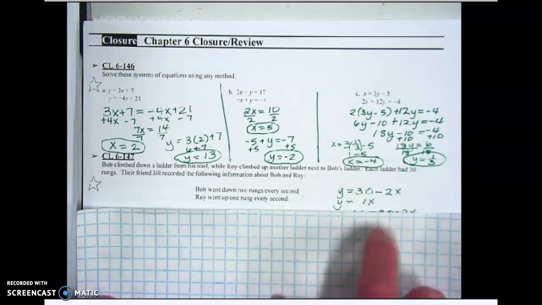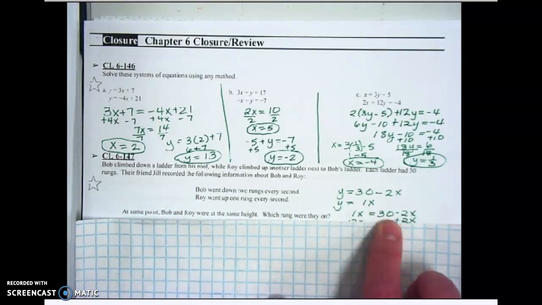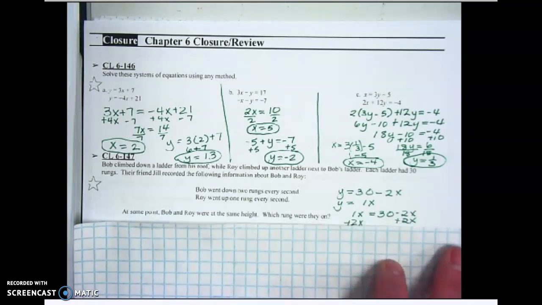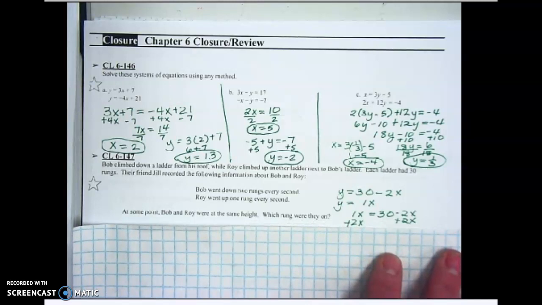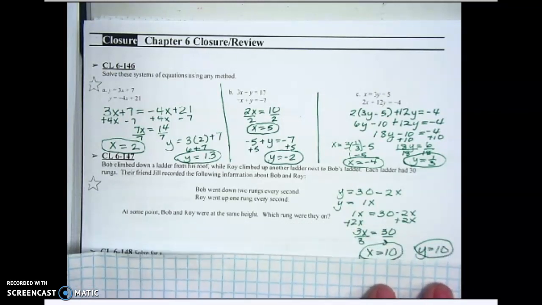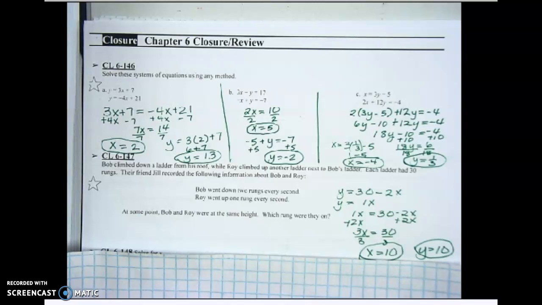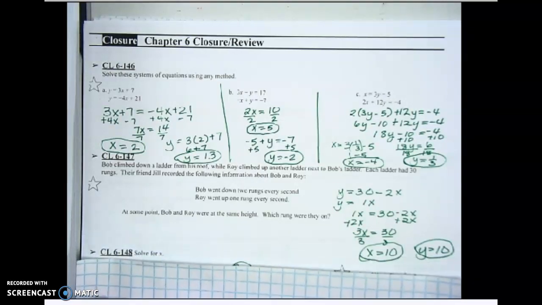Both of these equations are set equal to y, so I'm going to use the equal values method. I'm going to say that 1x equals 30 minus 2x. Add the 2x to both sides, which is 3x equals 30. So I divide by 3, and I get 10. Just so happens that they both equal 10, which means they're going to meet up at rung number 10 on that ladder. Right? Any questions on 147?